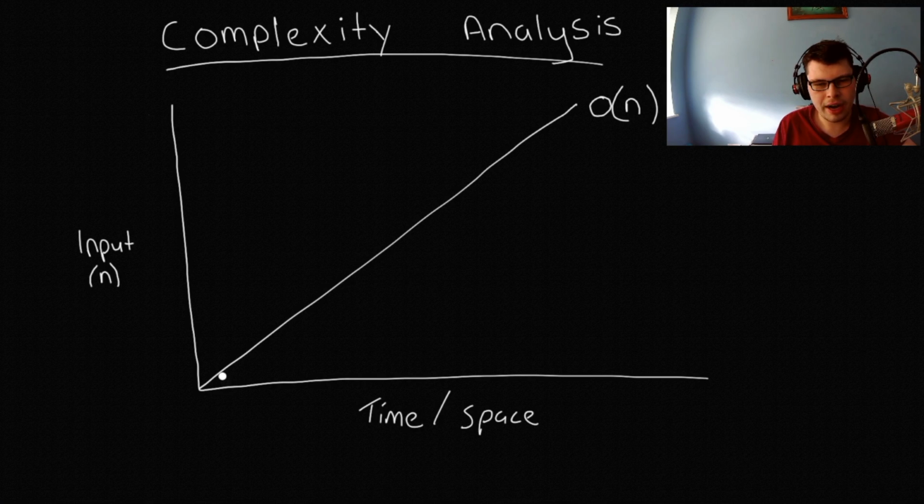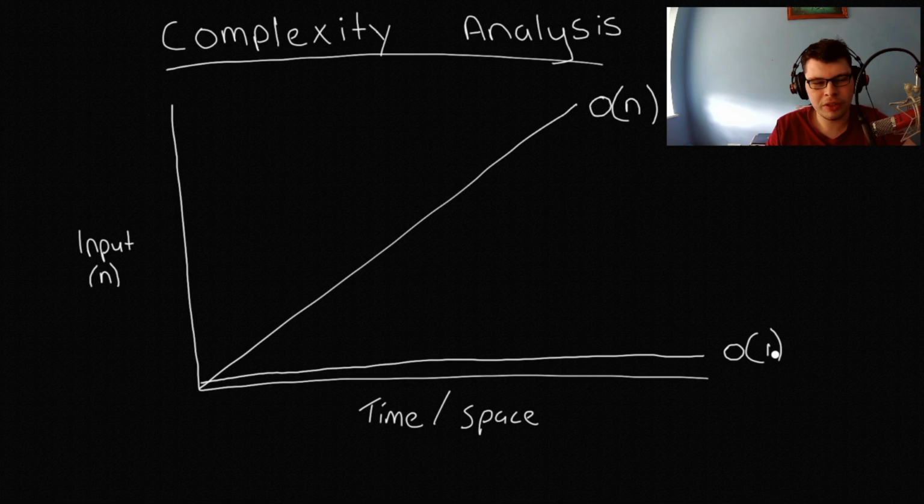Now, after our linear input, we also have constant. And constant is just basically a straight line to the time and space axis. And we can say this has a big O of 1. Or we might say that this is constant. So for example, no matter how many inputs we have, our time and space will not change. So the amount of memory or the amount of CPU power we need will always be constant, no matter how big or how small the input is.